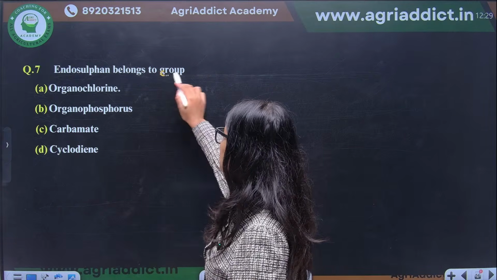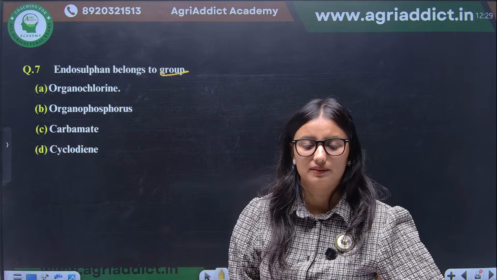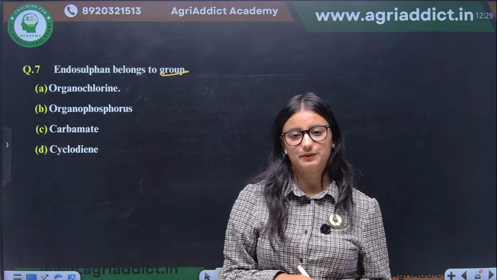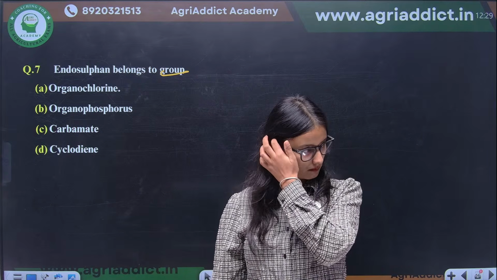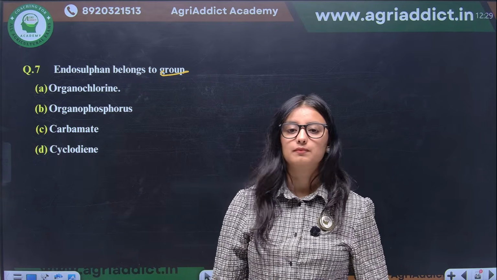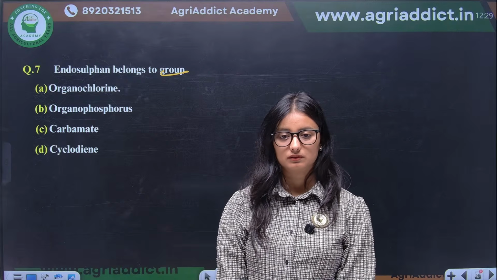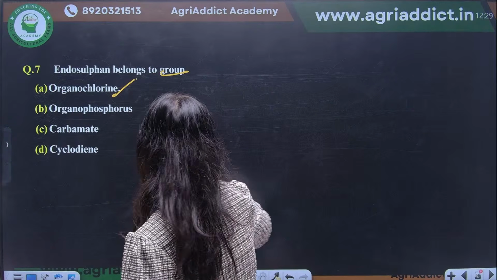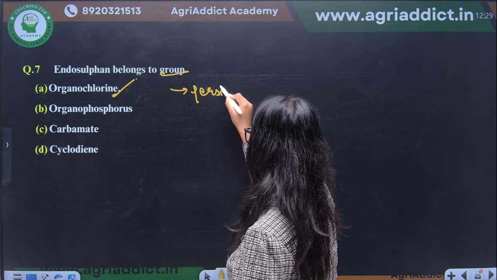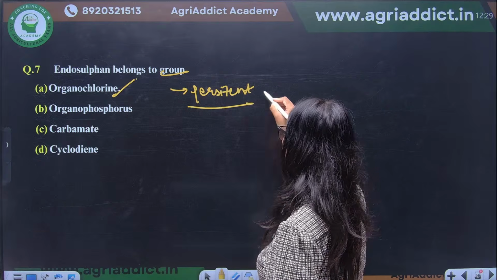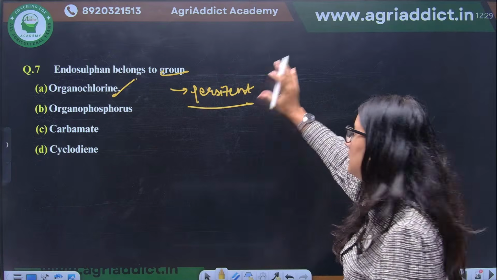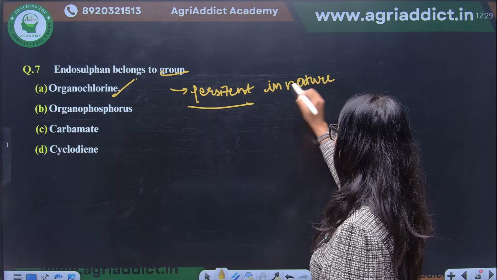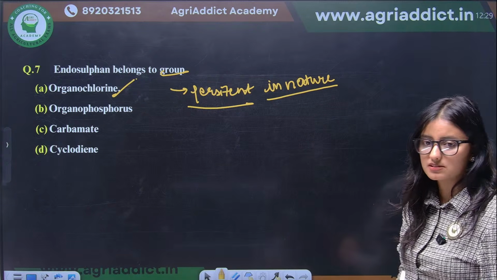Endosulfan group belongs to which group? Endosulfan. Which group? It belongs to which group? A, very good. Organochlorine को जो है belong करता है which are persistent in nature. I am again and again telling you that these organochlorines are persistent in nature. Is it clear?